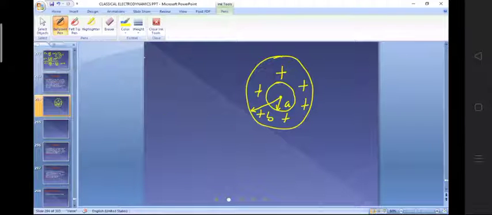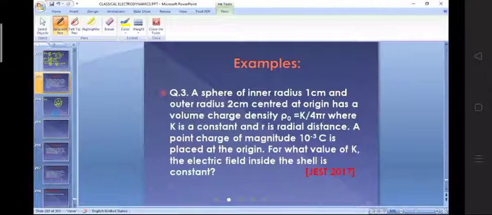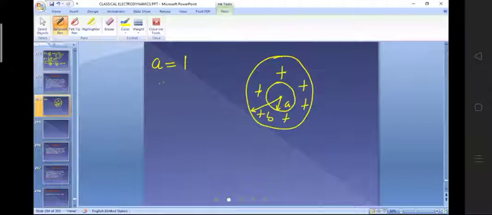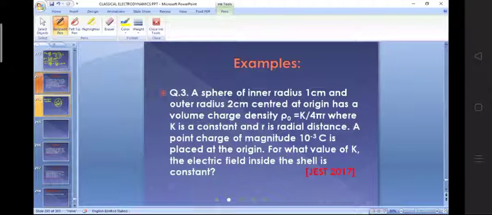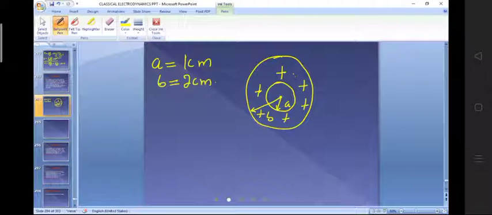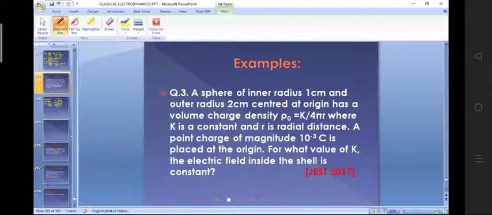And the parameters that are given to you, I'm going to write here. Okay, so A is given to you. What is A? 1 centimeter. So here I will write it's equal to 1 centimeter. B is how much? That's equal to 2 centimeters. And then here we have rho, the charge density, given to you. It is equal to K divided by 4 pi r, where K is a constant and r is the radial distance. Then what's given is a point charge of magnitude 10 to the power minus 3 coulomb.